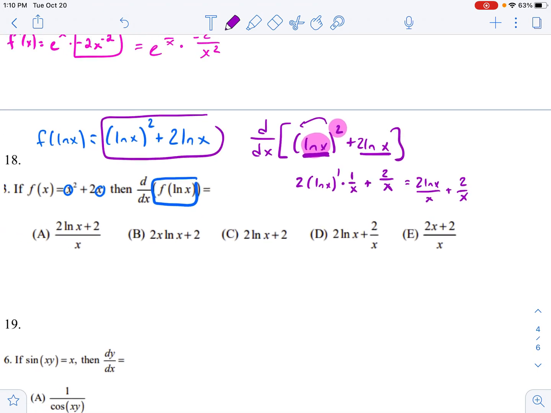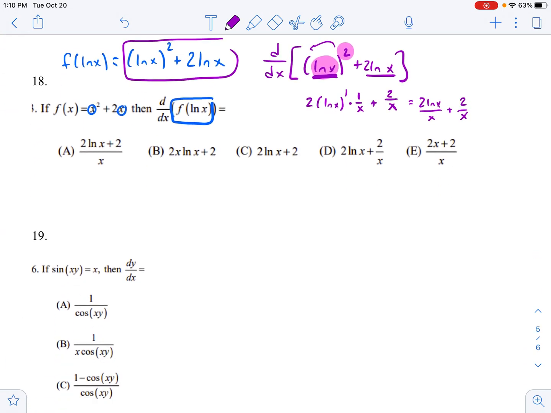Excuse me. And in our answer choices, let's see. Notice these are a common denominator, so we can put those together as a single fraction. And there it is, choice A. Okay.